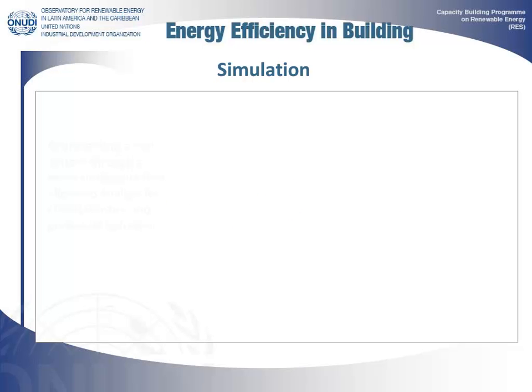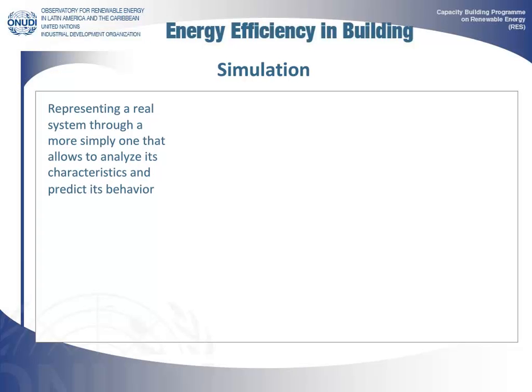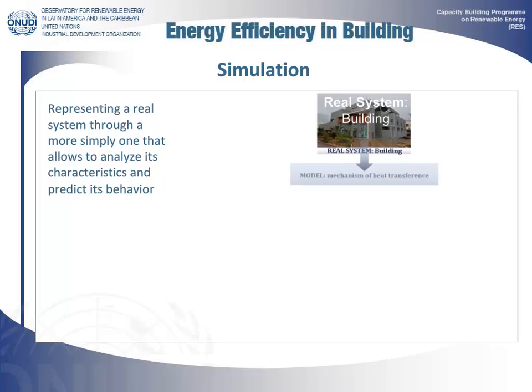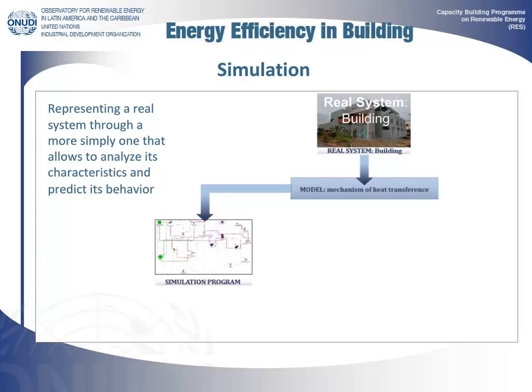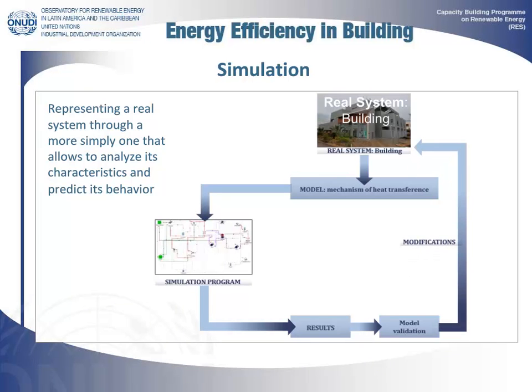Simulation is a circular process with different stages, in which the different stages interact through feedback in order to achieve a close representation of the real system. These stages are the study of the real system, which allows us to obtain a model that will represent the mechanisms of heat transfer of the building. From this model, we develop the simulation program, which affords certain results. If the model and the simulation program are properly developed, the model is validated. By contrast, the model can be modified to obtain a closer representation of reality.